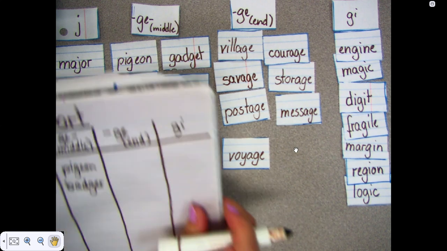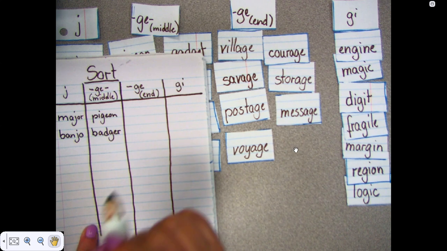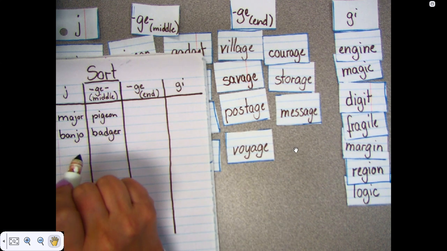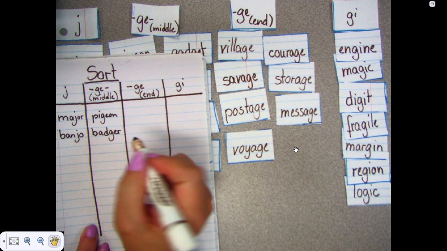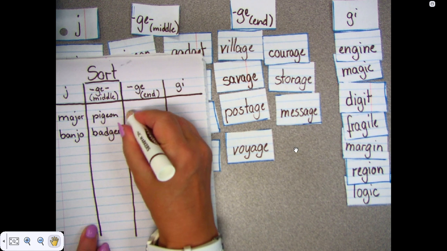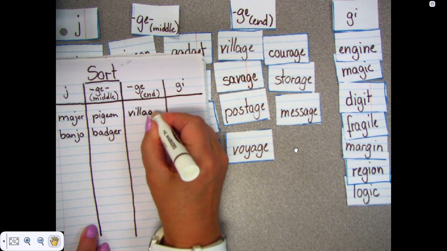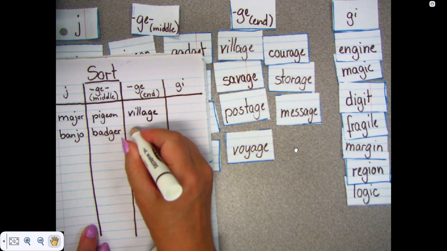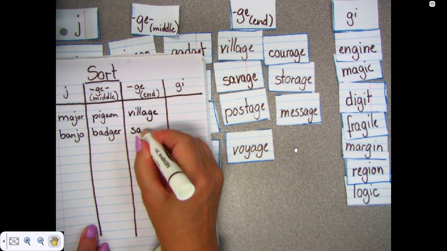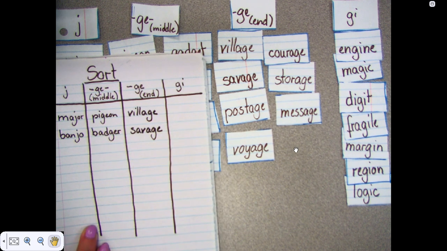Now that you've wrote down that column, I'm going to move over here. And I'm going to write my GE letters for the end. Village. And while I'm doing that, I'm checking. Yep, village. The GE is at the end. Savage. Yep, the GE is at the end. All right, go ahead and pause your video here and write down the rest of these words that have the GE at the end.